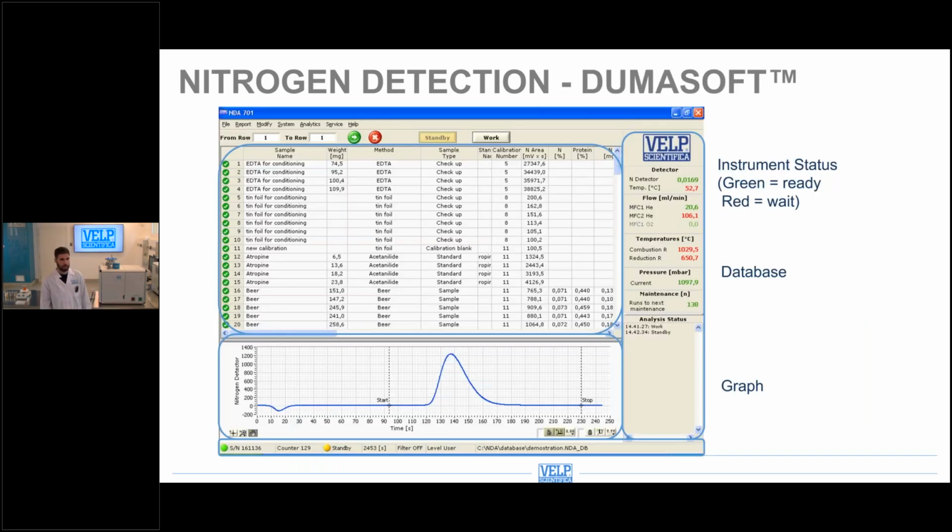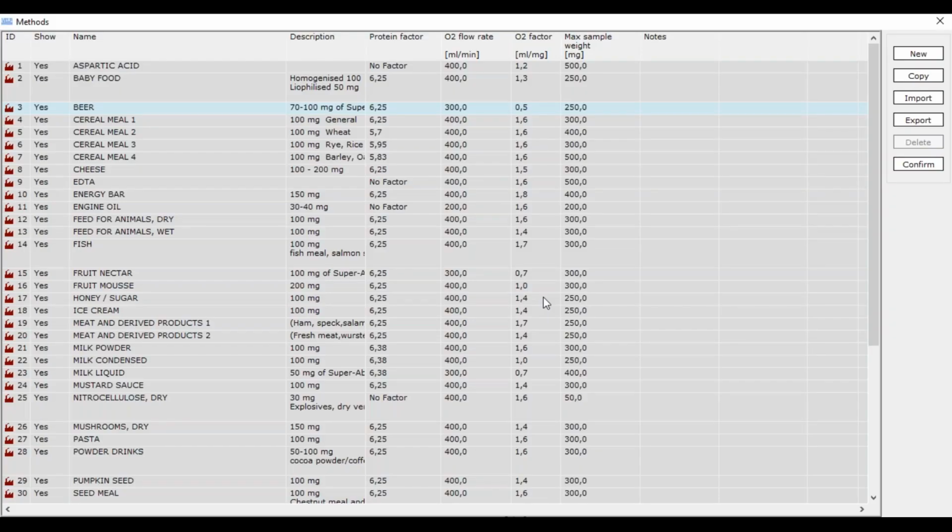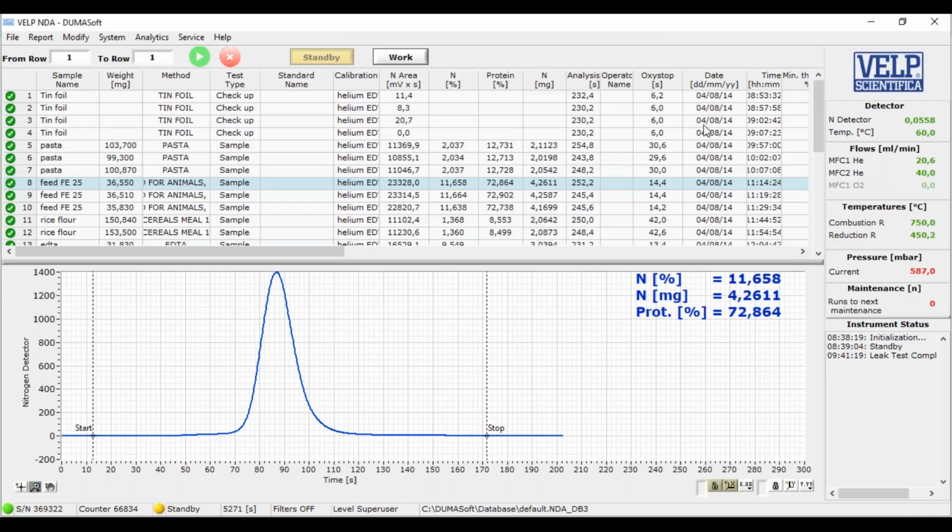Okay, now we will have an overview of the DUMA software. As you can see, the DUMA software is divided into 3 areas. On the main window, you will find the database with the list of all the samples that have already been done and all the samples that you want to analyze.